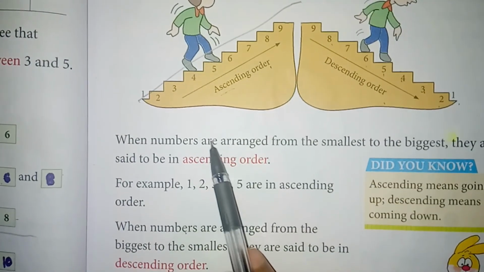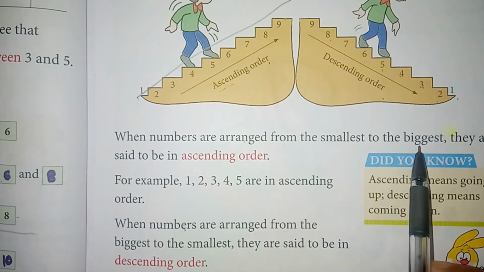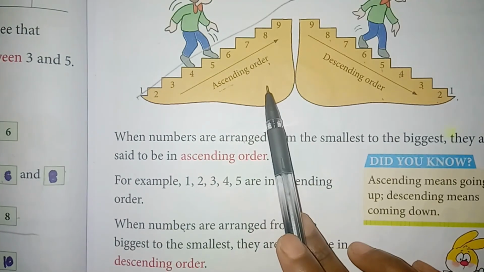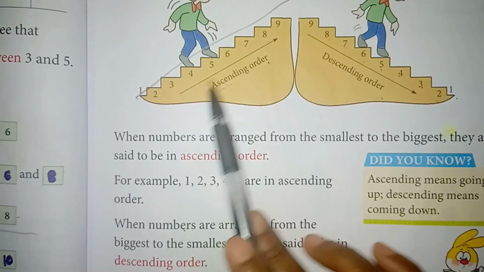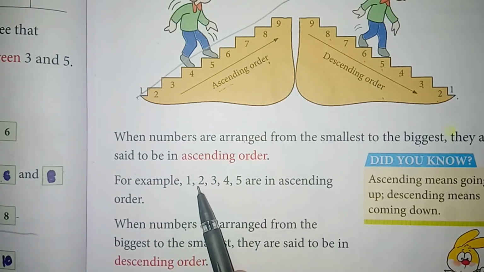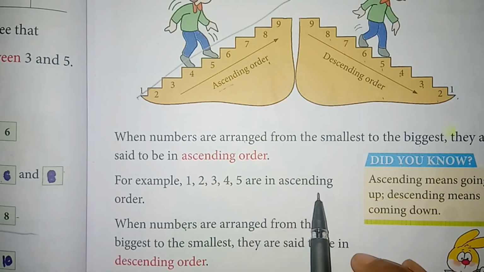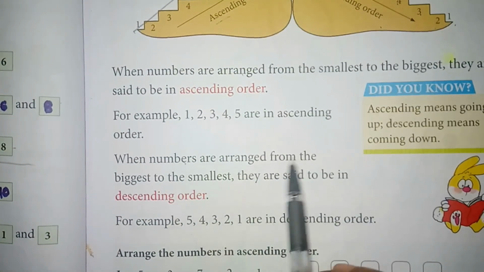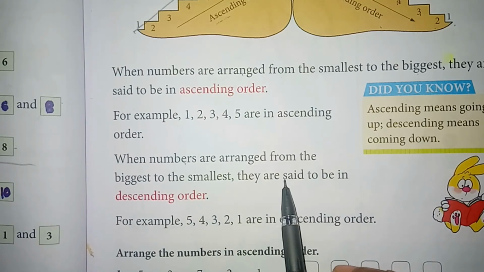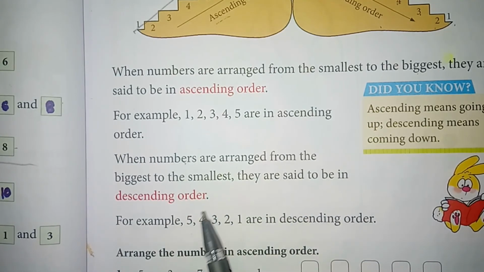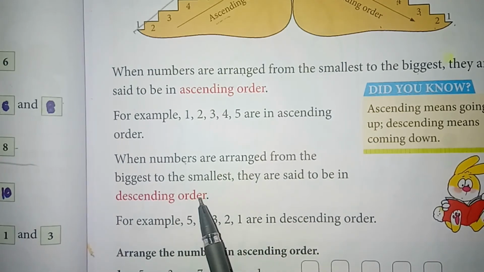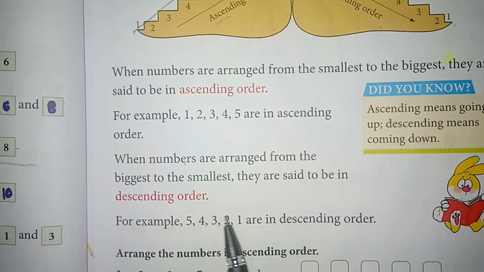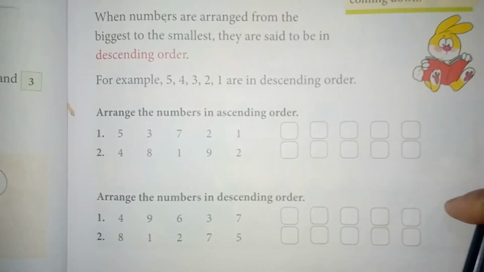See, when numbers are arranged from the smallest to the biggest, they are said to be in ascending order. In ascending order, numbers are arranged from small to big. For example, 1, 2, 3, 4, 5 are in ascending order. When numbers are arranged from the biggest to the smallest, they are said to be in descending order. For example, 5, 4, 3, 2, 1. Here examples are given.